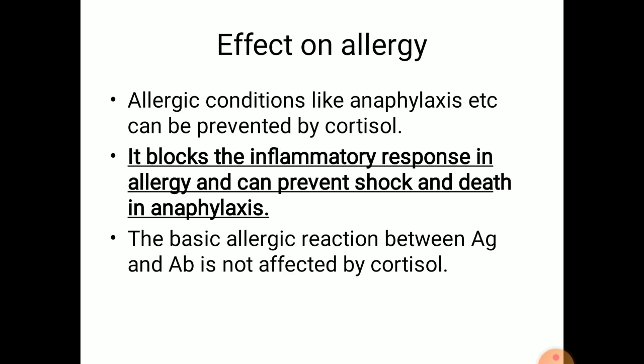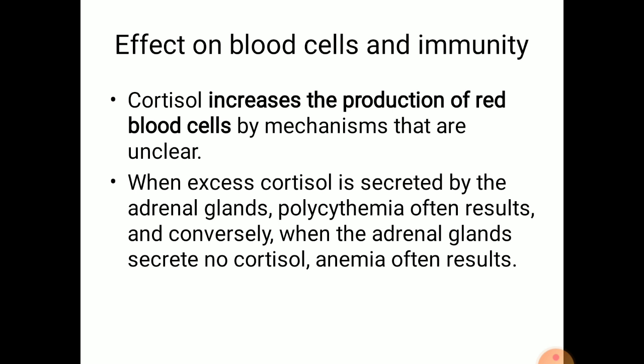Then, the effect on the blood cells and immunity. Here, cortisol increases the production of red blood cells by mechanisms that are not clear. When excess cortisol is secreted by the adrenal glands, that is a pathological condition, and polycythemia often occurs. And when there is a decrease in cortisol secretion from the adrenal gland, that causes anemia. That is due to the decreased production of red blood cells.